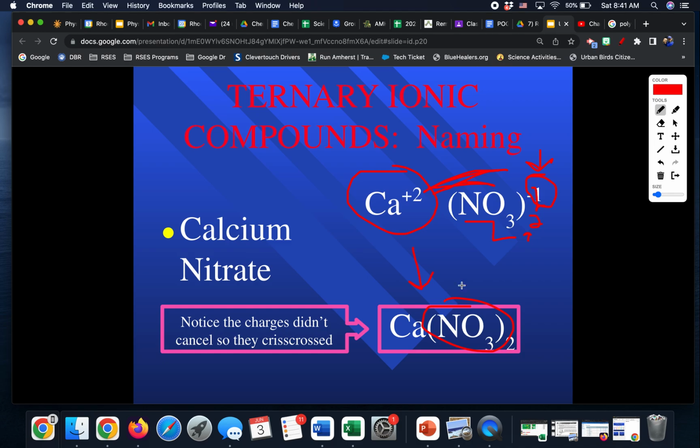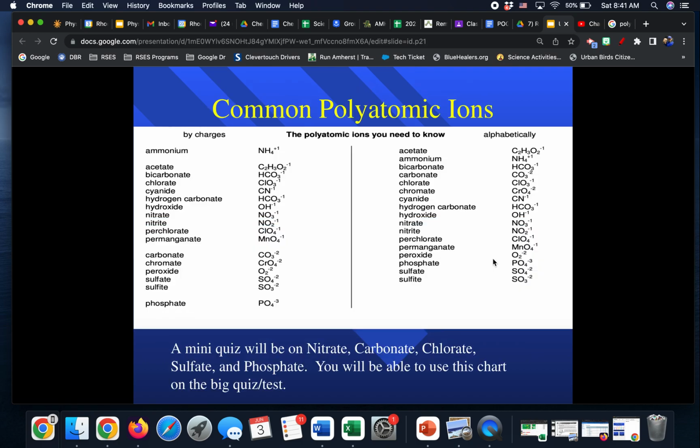Now, I'm going to get to the list soon, so you don't keep wondering how am I going to know NO3, this and that. You'll have this printed out for you. If you don't have it now, maybe take a screenshot of it, and I'll give you the handout when you get to class. If you're naming something and you see something crazy that you have no idea what it is, nitrate, hydroxide, just look it up here. But there are 5 of these that I will want you to know, and these are the 5 down here.